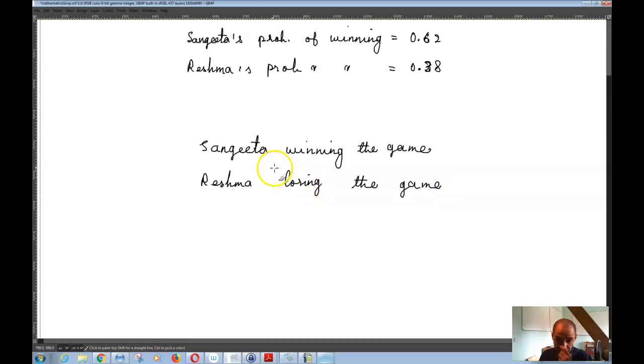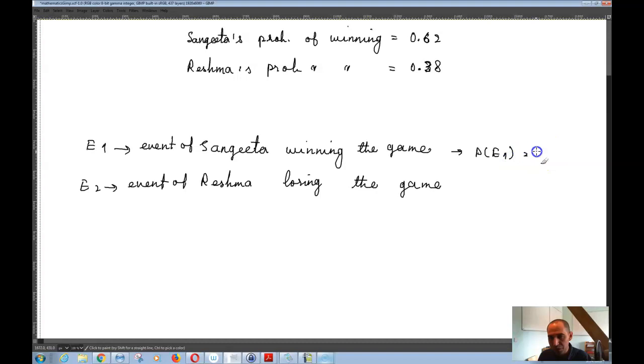Now, if I call the event of Sangeeta winning the game E1, and the event of Reshma losing the game E2, and I know that the probability of Sangeeta winning the game is 0.62, P of E1 is equal to 0.62, then since these two are complementary events, P of E2 has to be some value A, right? It is some value A.